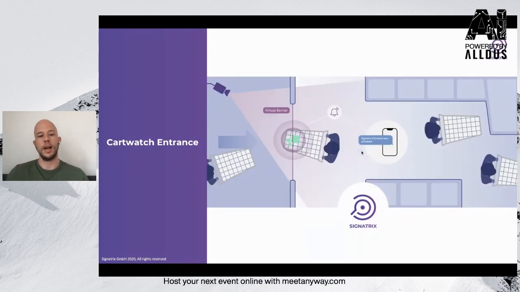The second system is called CardWatch Entrance. This system is about the open entrance of a store. In most modern stores, you don't have gates at the entrance. Instead, you walk in and you walk onto the shop floor. The problem there is that these gates were meant to stop people from walking out through the entrance. And people are doing that, and especially professional thieves are doing that. They pack shopping carts full of goods and just walk out through the entrance, through the vegetable section usually. And that takes like 2 seconds.